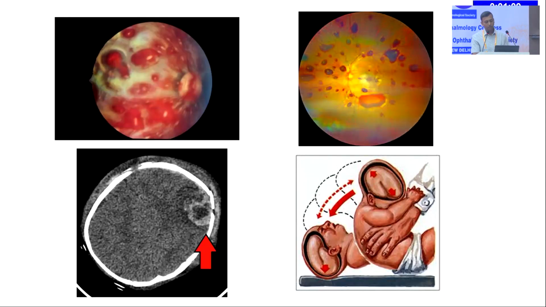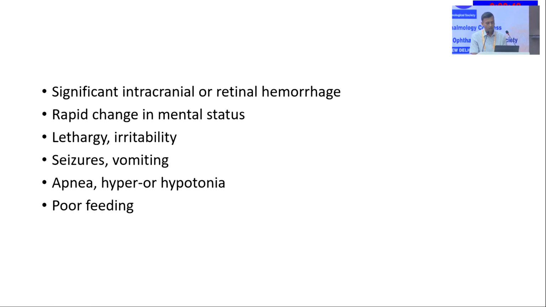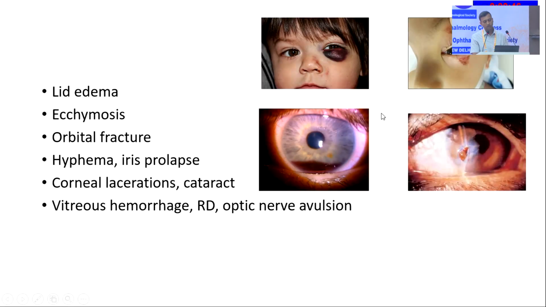This can manifest in the form of hemorrhages in the retina, either preretinal, intraretinal, or subretinal hemorrhage. Hemorrhages of varying ages, some fresh, some old, can accompany an intracerebral hemorrhage, and this is because of repeated abuse of the infants. This can also be accompanied by other external signs like ecchymosis, conjunctival tear, hyphema, or corneal laceration.